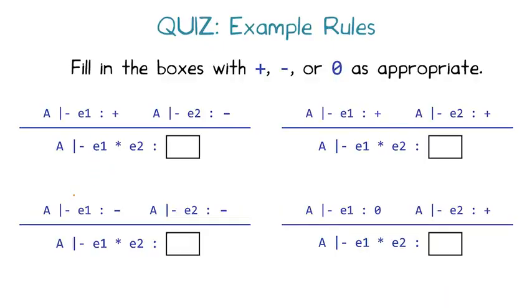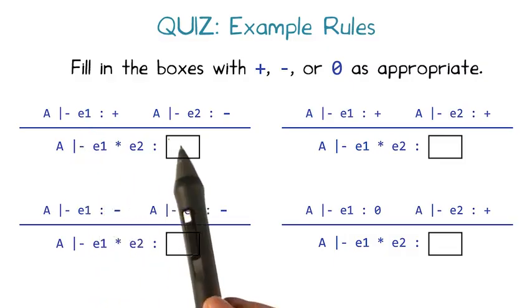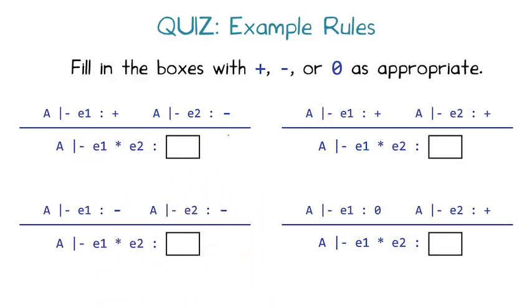Let's do a quiz on writing some example inference rules that we would want to add to our analysis. Under the environment A, if it is provable that E1 has value plus and E2 has value minus, then it is provable that E1 times E2 has value blank.